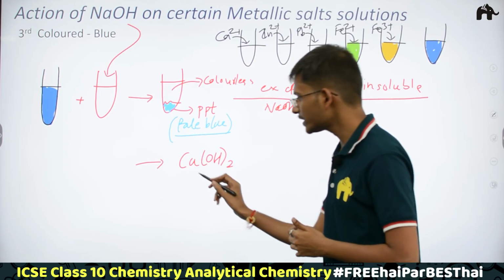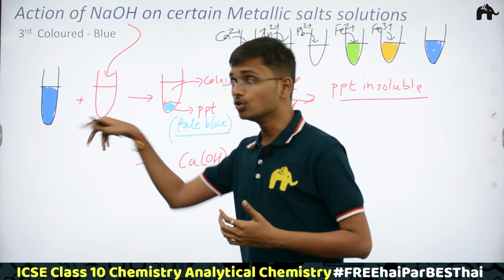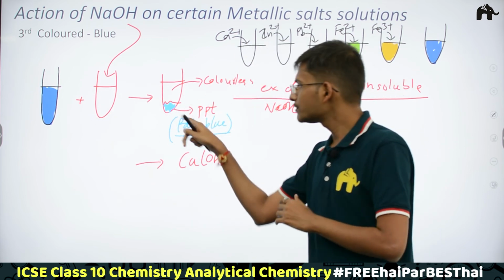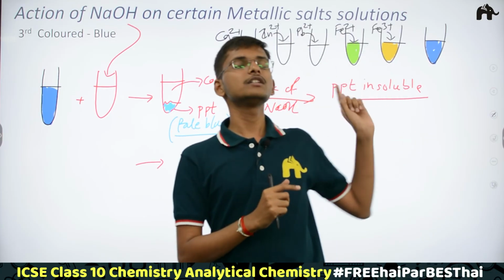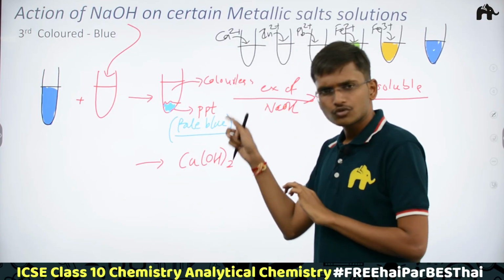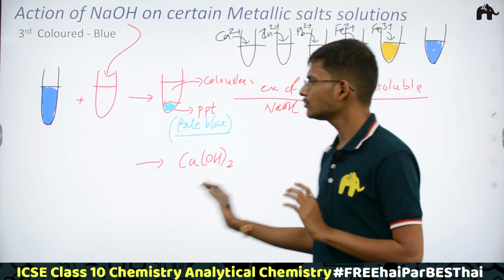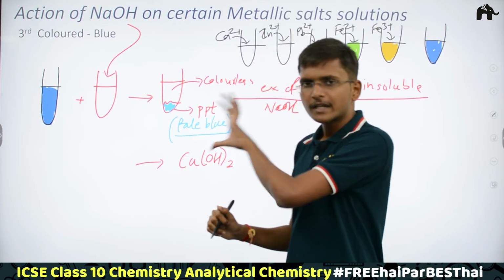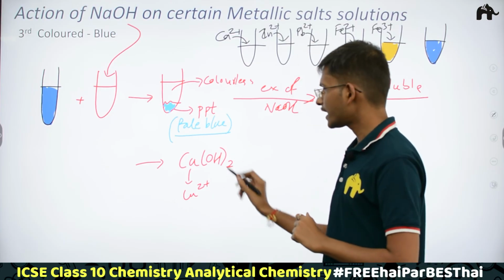Cu(OH)2. Now again the same story: when we add NaOH solution into this blue colored metallic salt solution, we get a colorless solution in which we find a pale blue precipitate, which is in turn insoluble in excess of NaOH. Such a pale blue precipitate is of copper hydroxide. You have to remember this thing. That's it. Now you could easily figure out which metallic ion is present in this metallic salt solution. How? We know in this copper hydroxide, copper 2+ ions are there and OH- ions are there.